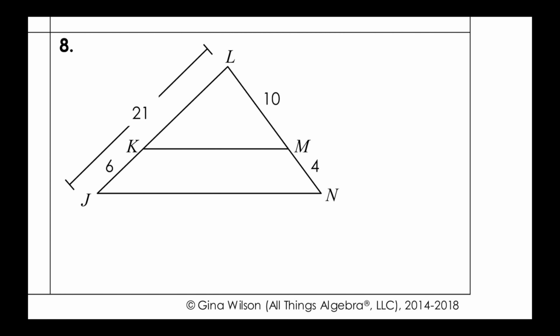Actually, let's do this. Right, there's the small one, and then here's the large one. And then I'm going to label it. The small one is LKM, and the large one is LJN.